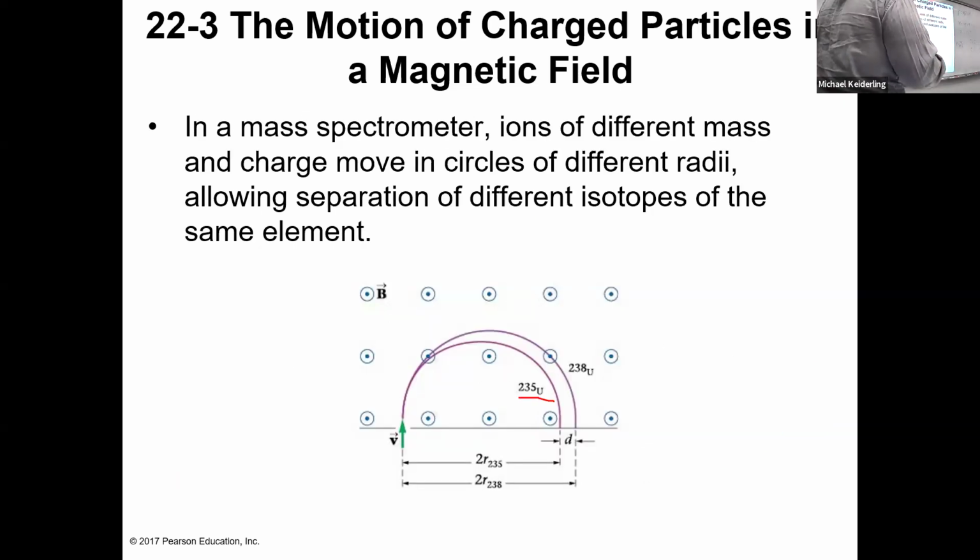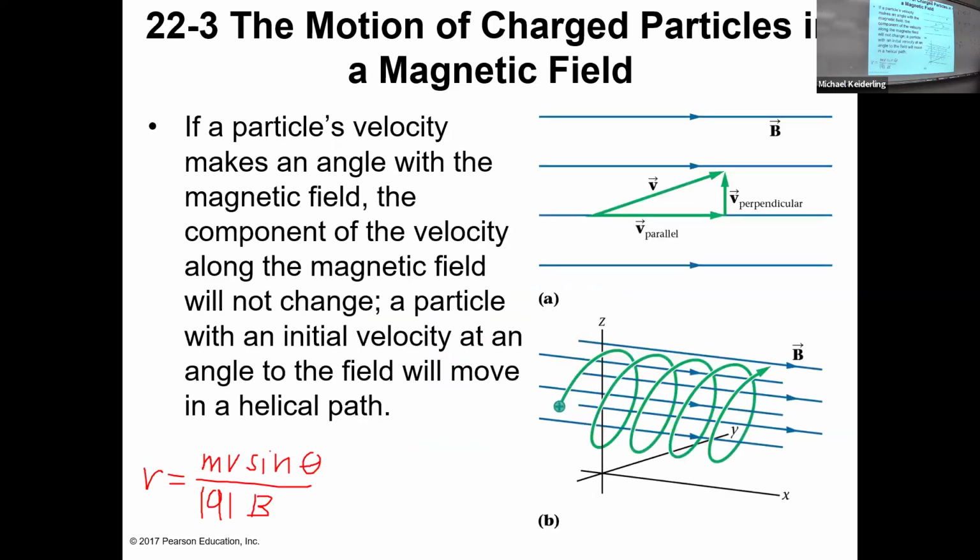This is not the only way you can separate things out by mass to charge ratio. Here, with a fixed velocity and magnetic field, you separate by mass to charge ratio. And if a particle's velocity makes an angle with the magnetic field, the component of the velocity along the magnetic field doesn't change. The particle with an initial velocity at an angle to the field will move in a helical path. It'll spiral along the magnetic field line.